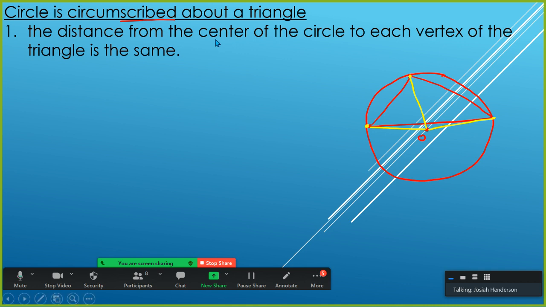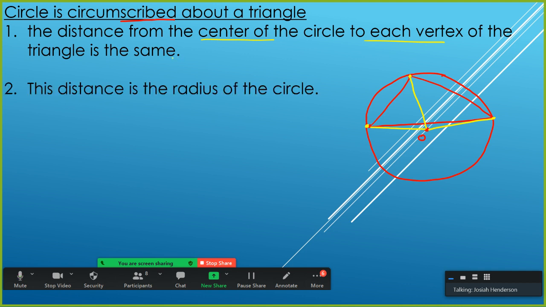So this time it's the distance from the center to the vertex of the triangle. And again, those are the radii. That's why they're the same. That's why they're equal, because they're basically the radius of the circle. So this looks a lot like the last set of theorems we had for inscribed. But if you've written these down, you should be noticing it's not the same exact words because they're using different parts. Although, yes, they do sound very similar to each other.